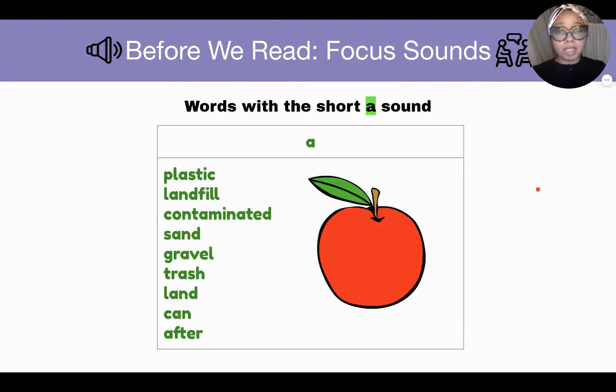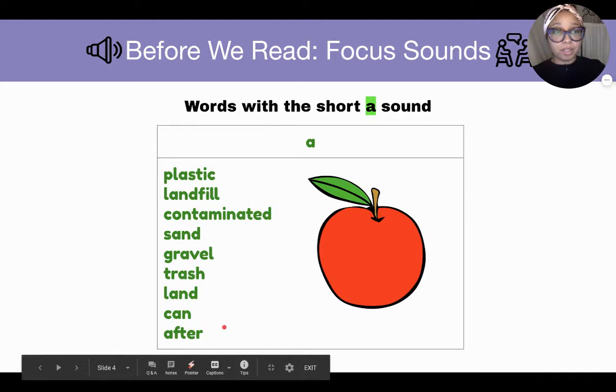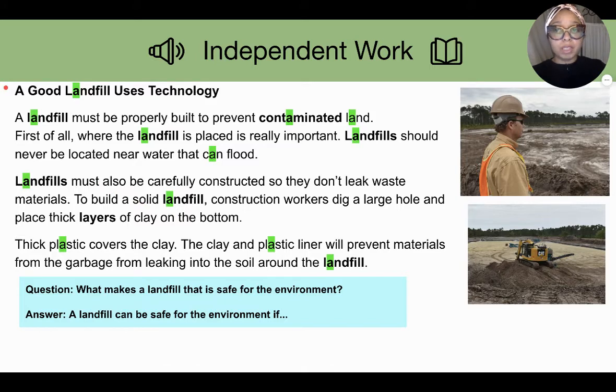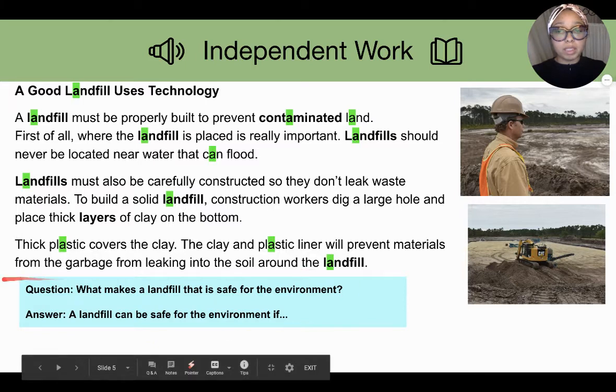So let's look at the focus sounds of some of the words we're going to read today. These are words with the short A sound. Plastic, landfill, contaminated, sand, gravel, trash, land, can, and after. I will read the text out loud to you. You will read along with me as I read. Then you will pause the video to quietly read this to yourself, and then you will answer the question in this box.